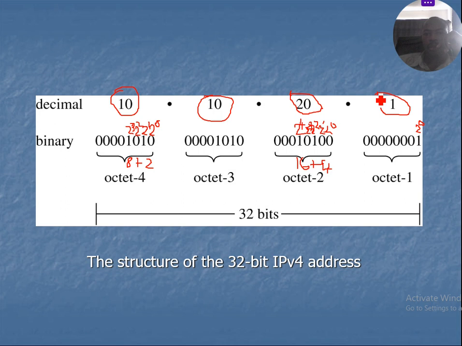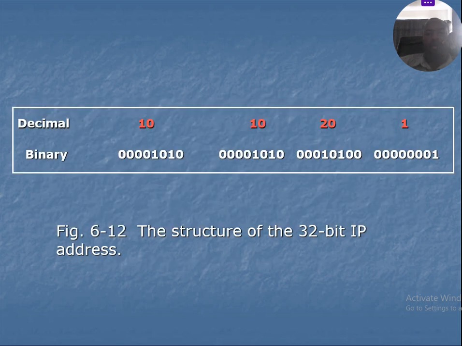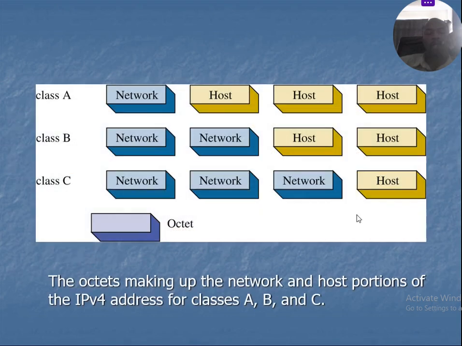Okay, so we see this is the 32 bits, the structure of the 32-bit IPv4 address, in the octet format. Okay, let's move on. Now see the example we just showed, 10.10.20.1. These are their binary equivalent. So we say this is the structure of the 32-bit IP address. Is that okay? Let's move on quickly.